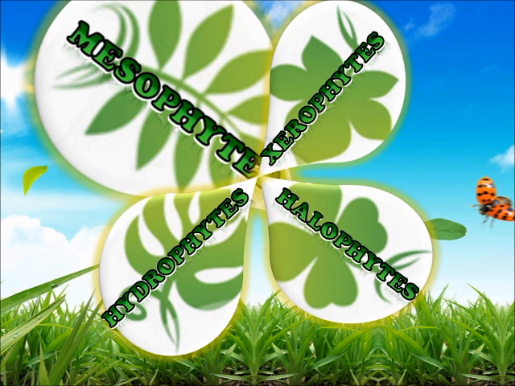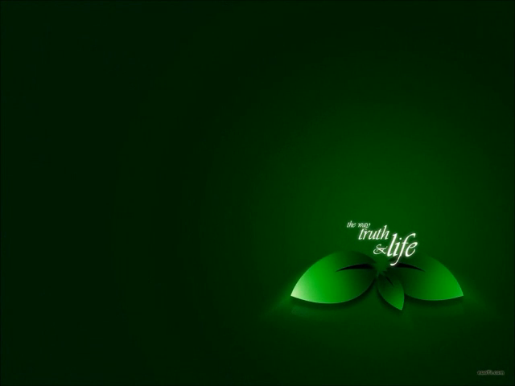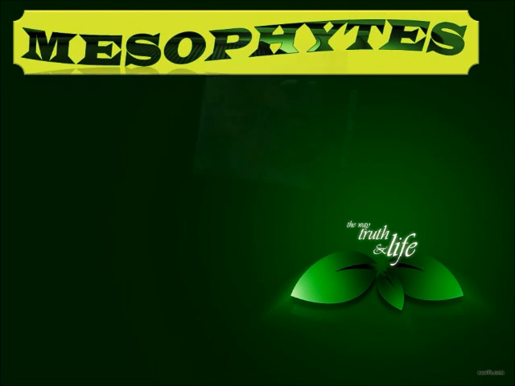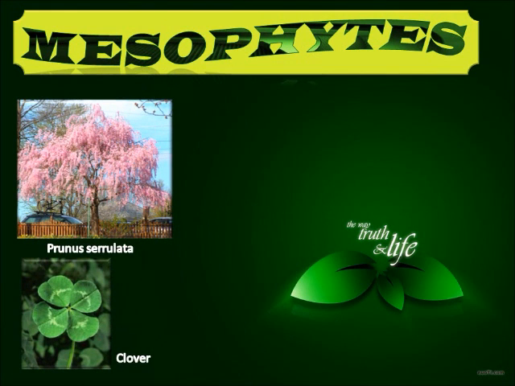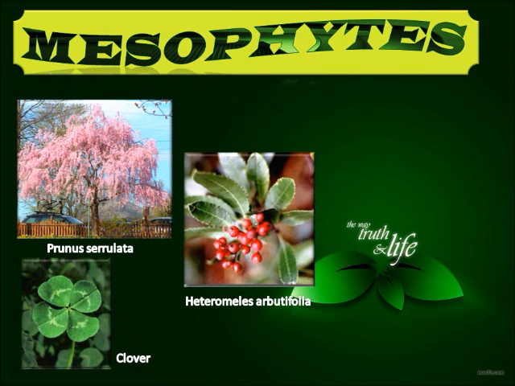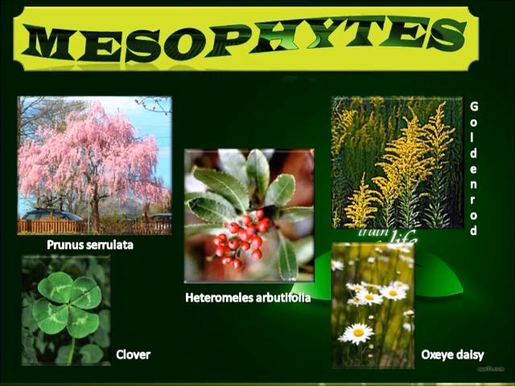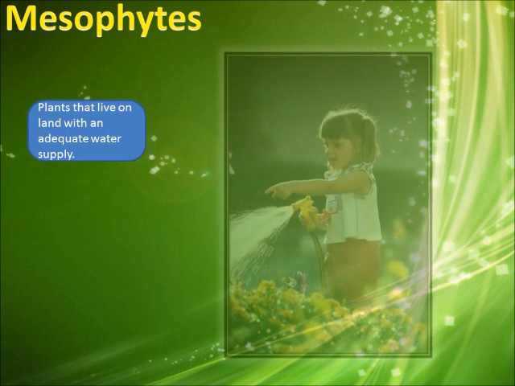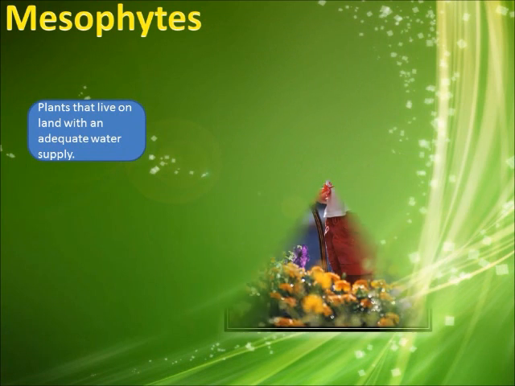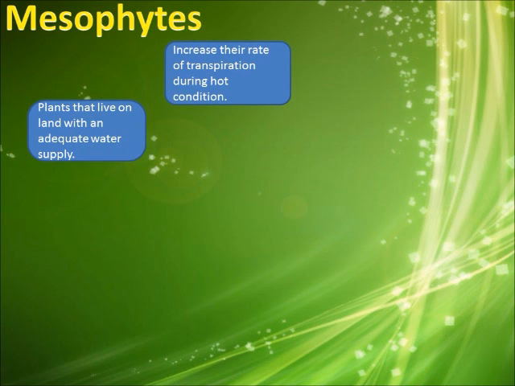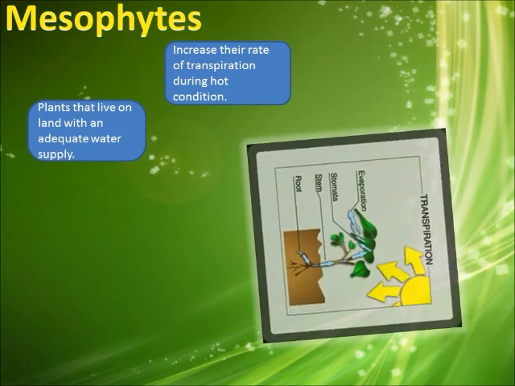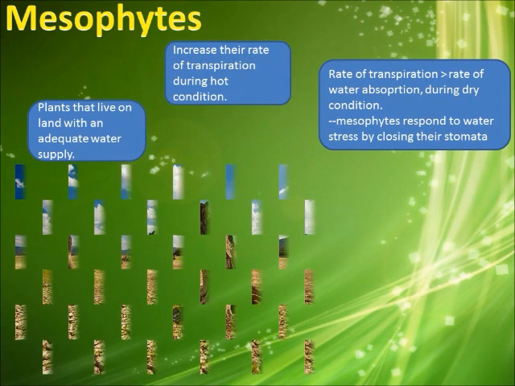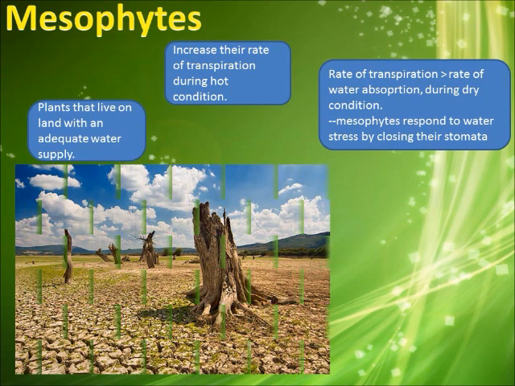Now we are going to introduce you to the mesophytes. These are examples of mesophytes. Mesophytes are plants that live on land with an adequate water supply. They increase their rate of transpiration during hot conditions. The rate of transpiration is higher than the rate of water absorption during dry conditions.